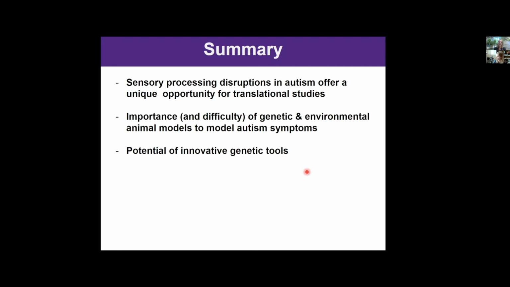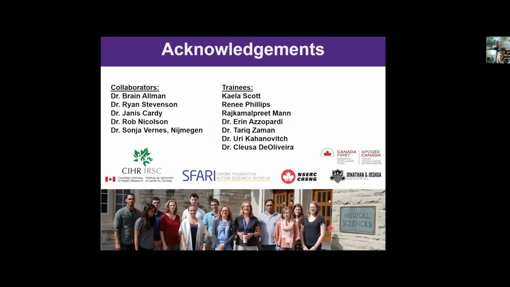And what we're trying at the moment is to combine a Cntnap knockout with an environmental factor, with poly-IC, for instance, and to see how these two impacts then interact to create a more severe model of autism. And then I showed you the potential of some innovative novel genetic tools to actually probe for these mechanisms underlying the changes in sensory filtering and sensory processing. And with this, I want to end, and I want to, of course, mention collaborators here at Western and in the Netherlands on this project.